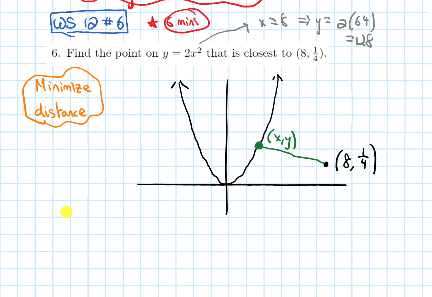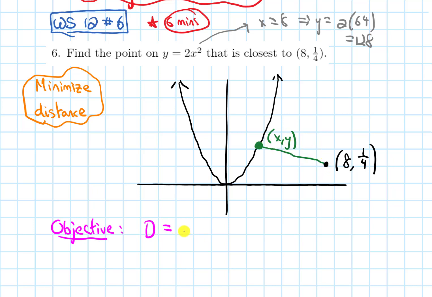Okay, so at this point, we are ready to write down our objective equation. Our objective is an equation for the quantity we want to optimize. We want to, in this case, minimize. And in this problem, we want to minimize distance. So I'll write d for distance. And we'll use the distance formula between 2 points.